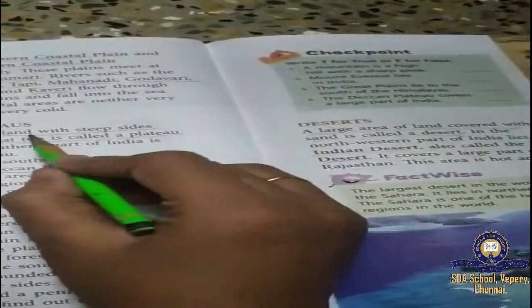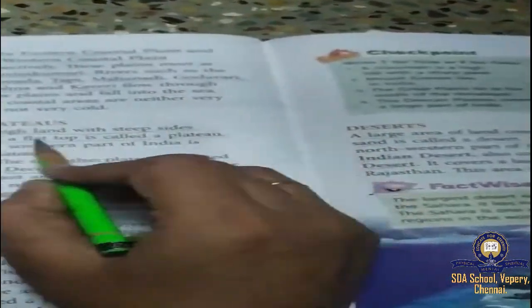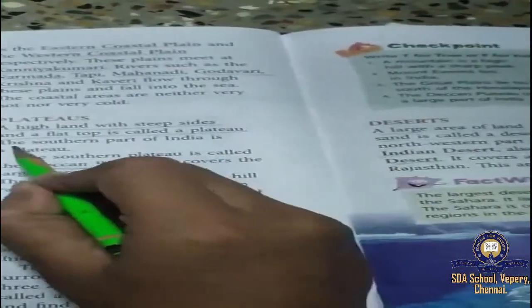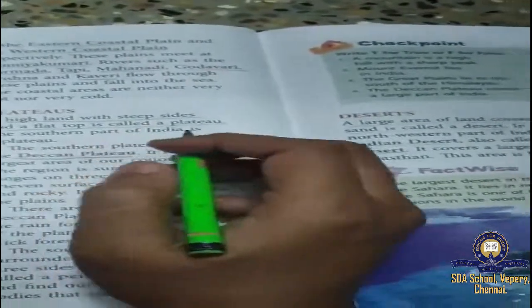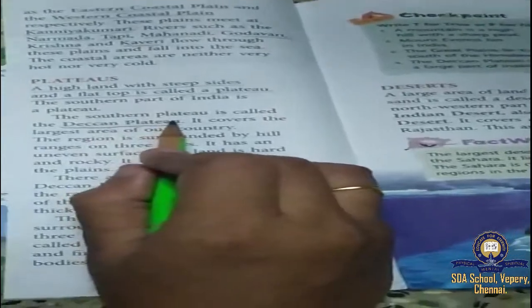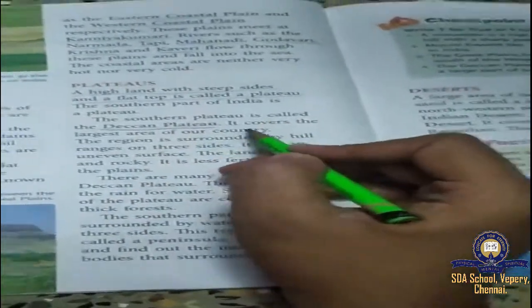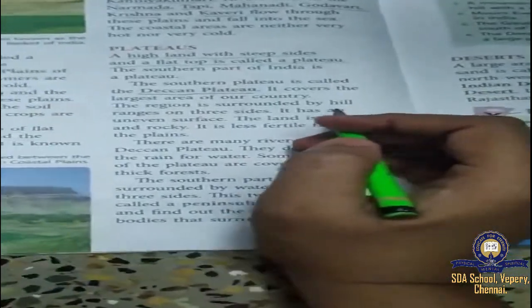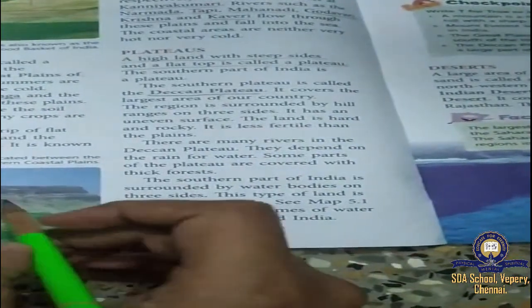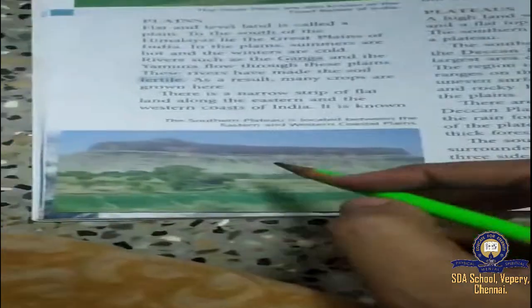A highland with steep sides and a flat top is called a plateau. The southern part of India is a plateau. The southern part is also called the Deccan Plateau. It covers the largest area of a country. You can see the southern plateau, look at the pictures.